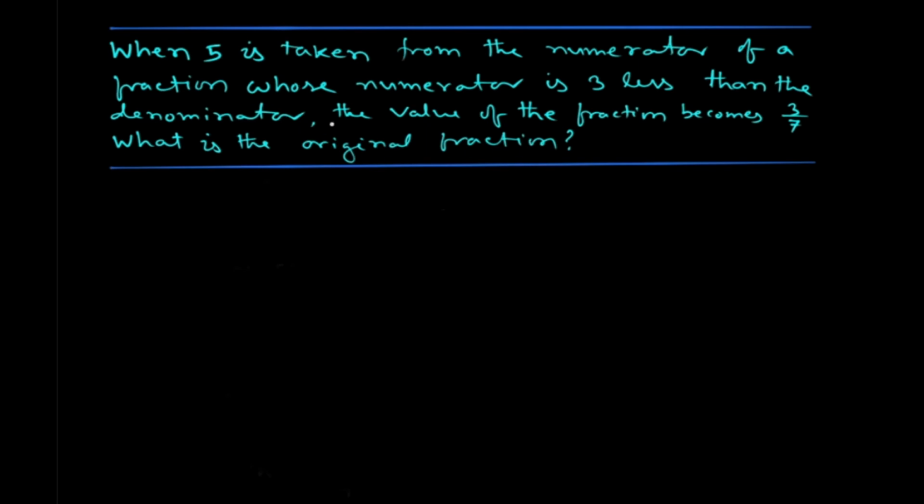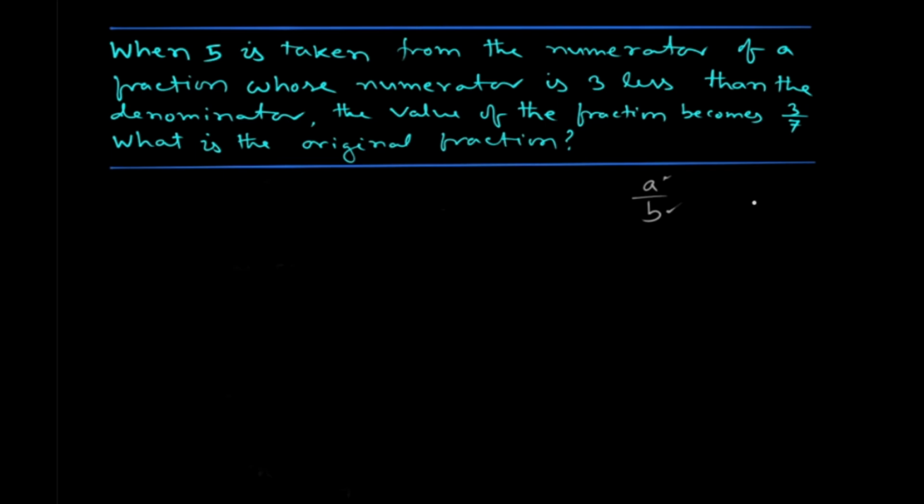Actually, in this type of problem, you have to read it twice, thrice, because in one go you may not understand it. So what he is saying: when 5 is taken from the numerator of a fraction, whose numerator is 3 less than the denominator. Suppose a by b is a fraction, this is the numerator and this is the denominator. He is saying that the numerator is 3 less than the denominator.